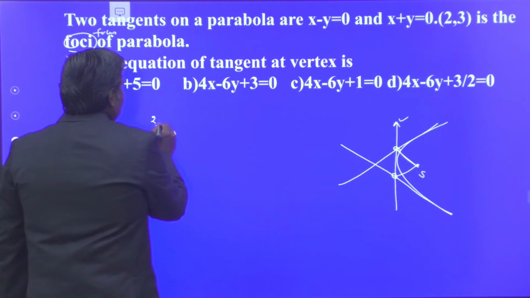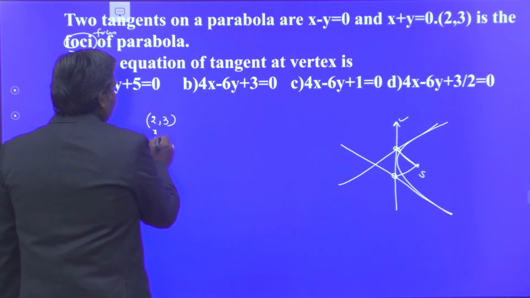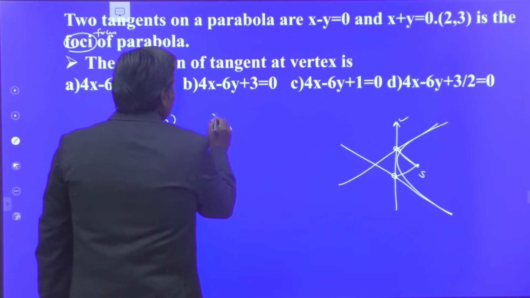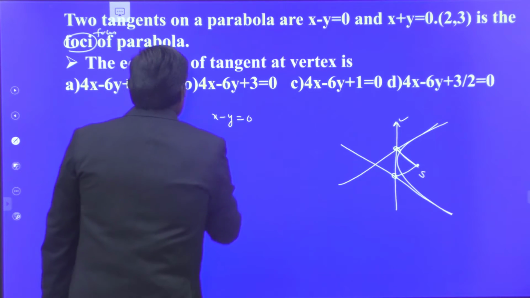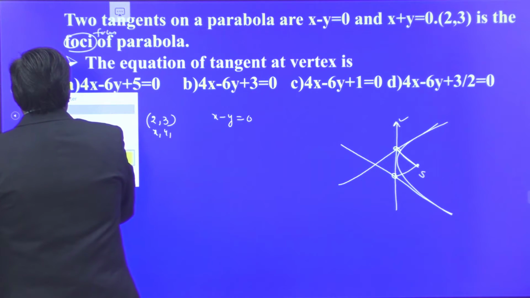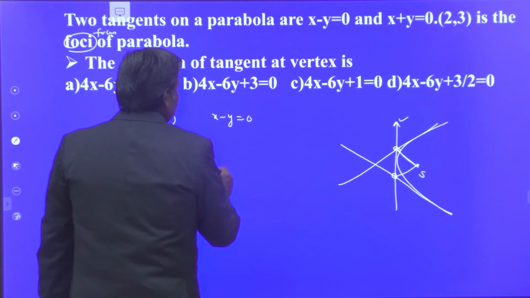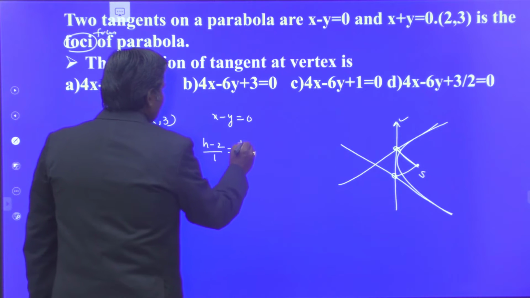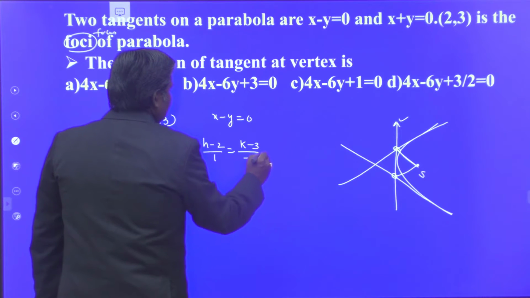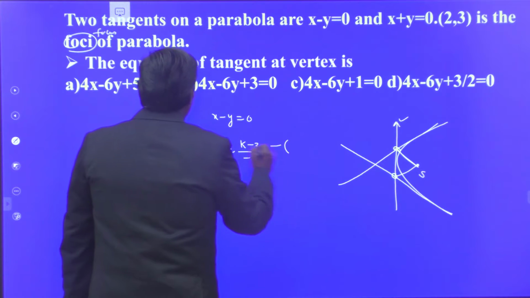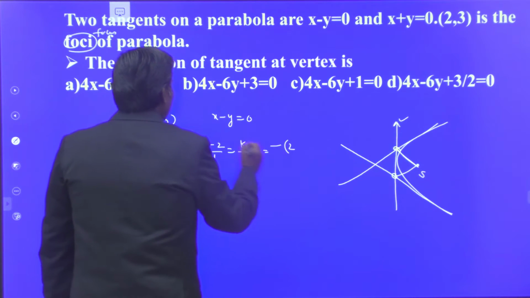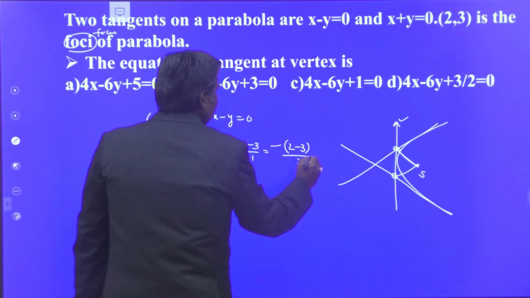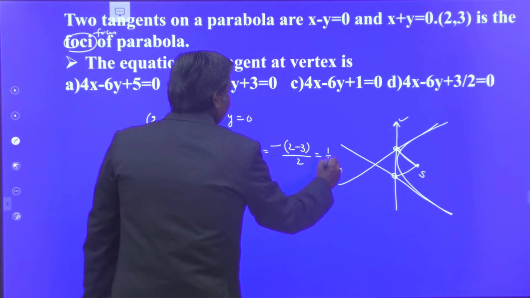Your point is 2, 3. This is x1, y1. And the first line is what? x minus y equal to 0. We have to find the foot of the perpendicular. Suppose the foot is h, k. Then h minus 2 by 1 is equal to k minus 3 by minus 1 is equal to minus of (a x1 plus b y1 plus c) by (a squared plus b squared). That is minus of (2 minus 3) by 1 plus 1, 2. This is 1 by 2.